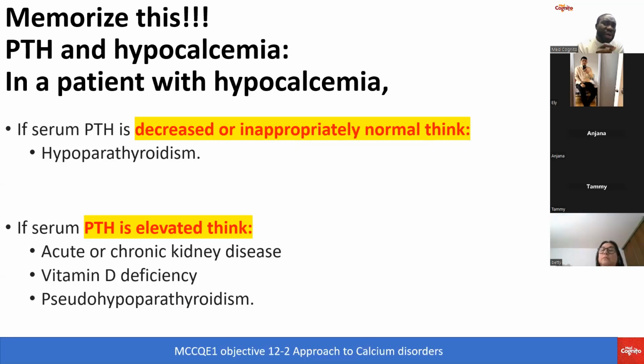If serum parathyroid hormone level is decreased in the context of hypocalcemia, we've learned that the answer is hypoparathyroidism. If serum parathyroid hormone level is elevated in the context of low calcium, then I'm thinking about other things like acute or chronic kidney disease. And one other thing which comes with acute or chronic kidney disease is hyperphosphatemia. We've already established that. Vitamin D deficiency, as well as pseudohypoparathyroidism. Okay, so please memorize this very well. If I were you, I'd take a screenshot or something like that. Now, let's move on.